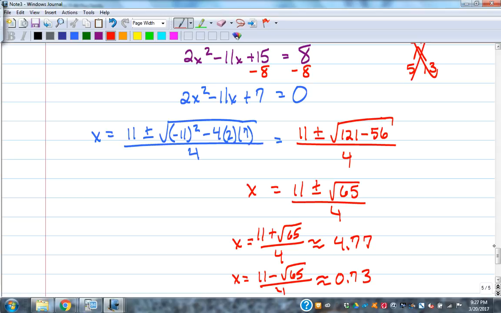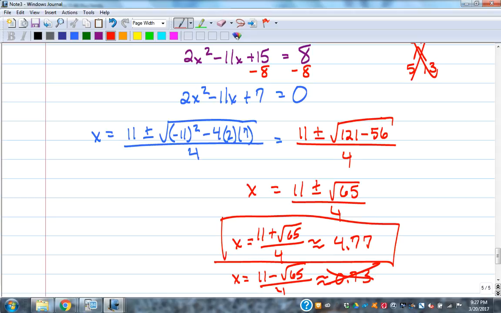The 0.73 does, because when you plug that into the 2x minus 5 or the x minus 3, that gets a negative answer. So this one's out. So it's only this answer, because you can't take the log of a negative number.